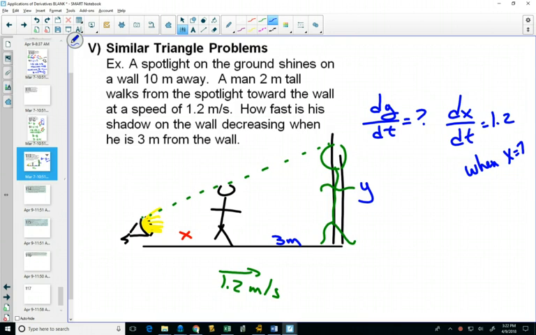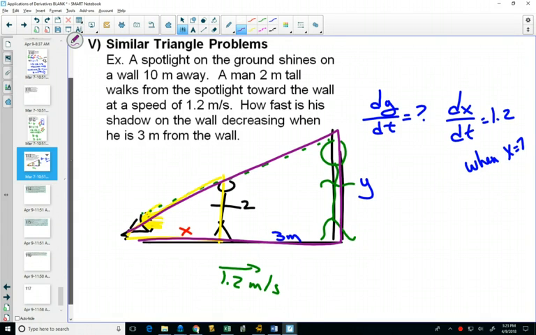Now, since these are similar triangles, that means that their ratios need to be the same. This man is 2 meters tall. Does it make sense that in the yellow triangle here, the ratio of x divided by 2 has to be the same as the ratio between that length and y?